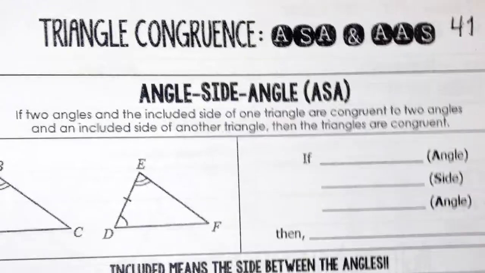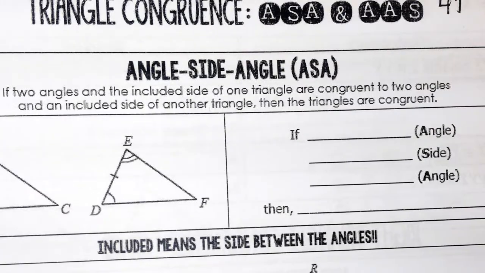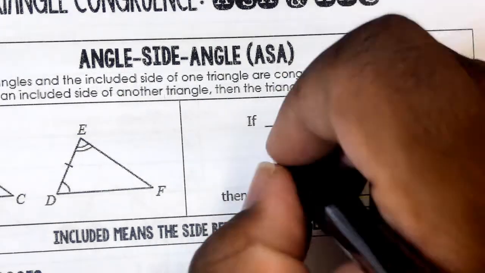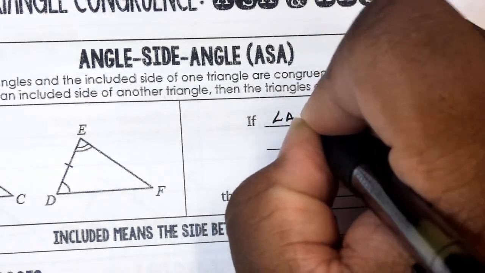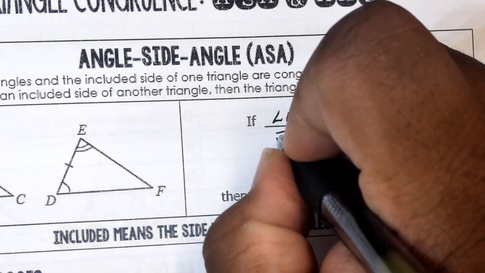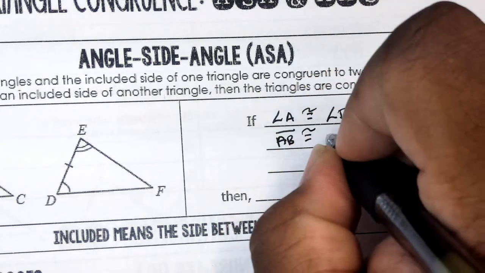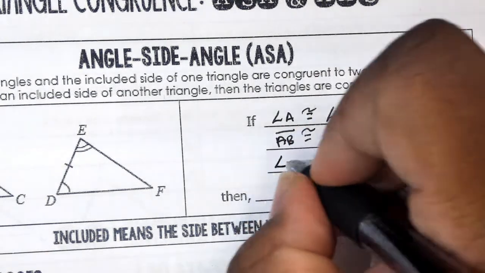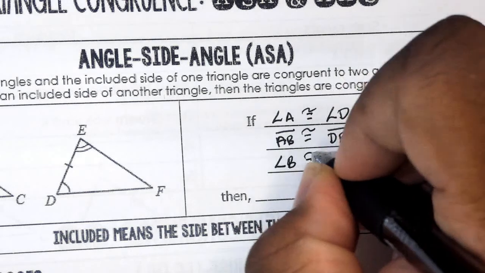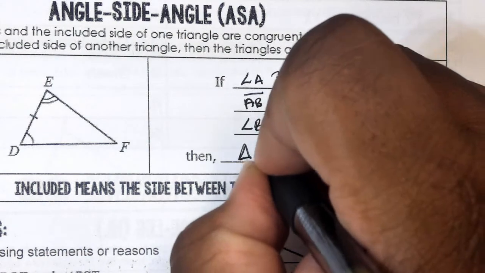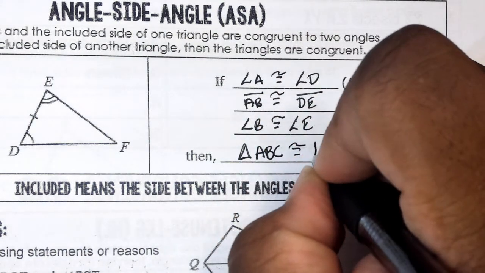The next one, angle side angle. If two angles and an included side of one triangle are congruent to two angles and the included side of another triangle, then the triangles are congruent. So if angle A is congruent to angle D, then side AB is congruent to side DE, and then angle B is congruent to angle E, then that means the triangles are congruent. Triangle ABC is congruent to triangle DEF.